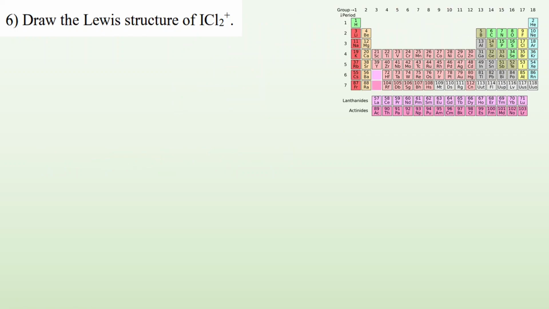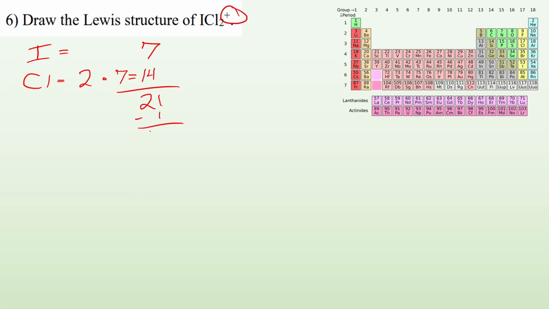Number 6, draw the Lewis structure for ICl2+. So you go, all right, how many valence electrons do I have? I got 1 iodine, so I got 7 valence electrons from that. Chlorine, there are 2 of them, each with 7 because it's in group 17, so I get 14. Add those together, I got 21. This plus tells me that I lost 1 electron, so I got 20 valence electrons.